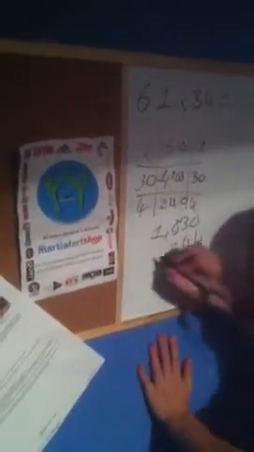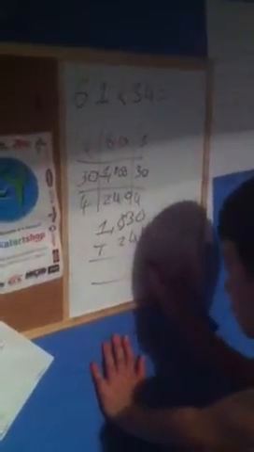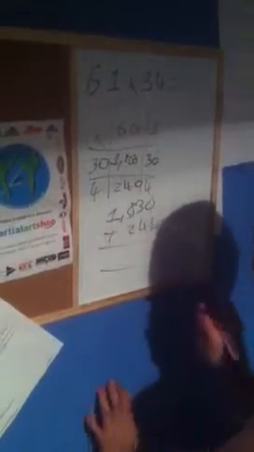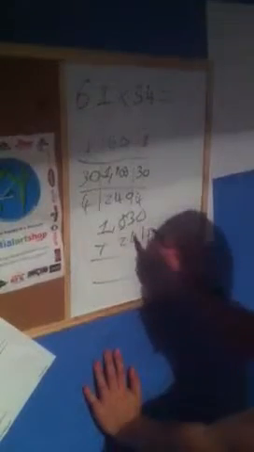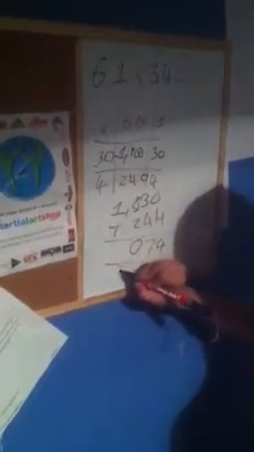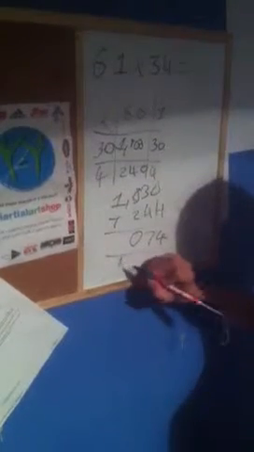4, I'll just put the plus there. I'm going to do like 0 plus 4 equals 4. 3 plus 4 equals 7. 8 plus 2 equals 10. So you put 0 and then a 1 underneath there.